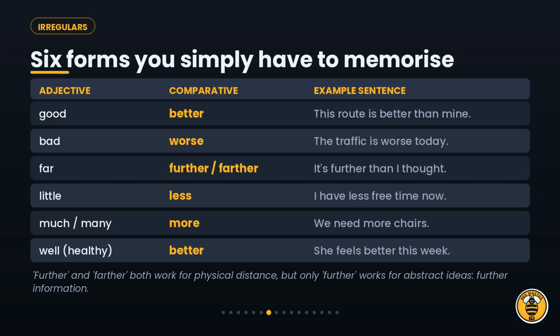Some adjectives are simply irregular, and no rule will help you. There are six you have to memorize, and fortunately they are among the most common words in English. Good becomes better. This route is better than mine. Bad becomes worse. The traffic is worse today. Far becomes further or farther. It's further than I thought. Little becomes less. I have less free time now. Much and many both become more. We need more chairs. And well, meaning healthy, also becomes better. She feels better this week.